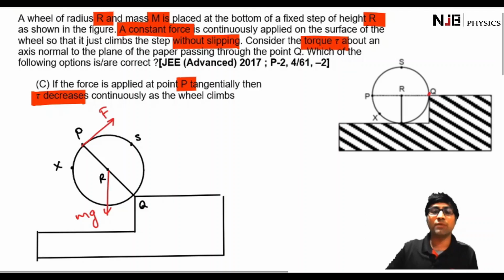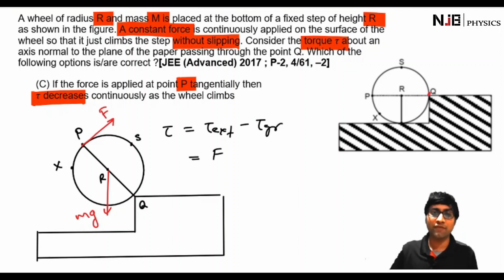So we have to talk about what will happen to the net torque on this rigid body about the point Q. So net torque will be torque due to external force minus torque due to gravity. So what will be torque due to external force? It is the external force F multiplied by the perpendicular distance from the point Q to the force F. And as you can see from the figure, that is equal to 2 times radius, so it's F times 2r, minus torque due to gravity. Well, torque due to gravity will be the force of gravity, which is mg, multiplied by the perpendicular distance to the line of action of force of gravity from the point Q.